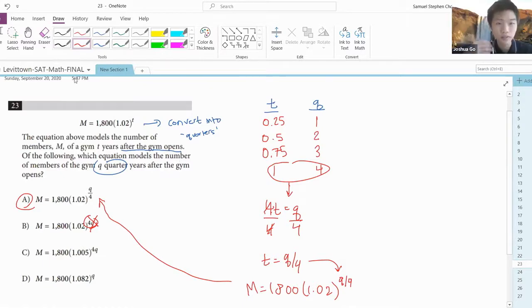Okay, let's plug in some numbers. If you guys need just reassurance that you got the right answer, let's do 1 year. So in that case, m would equal 1,800 times 1.02 to the first power. So you don't even have to write it. 1 year would be equivalent to 4 quarters. So let's plug that into our answer choice. That would be 1,800 times 1.02 to the 4 over 4, which is equivalent to 1. And now we know that we have arrived at the right answer. Yep.